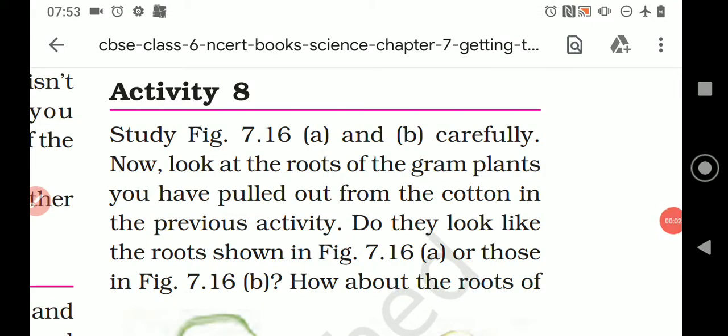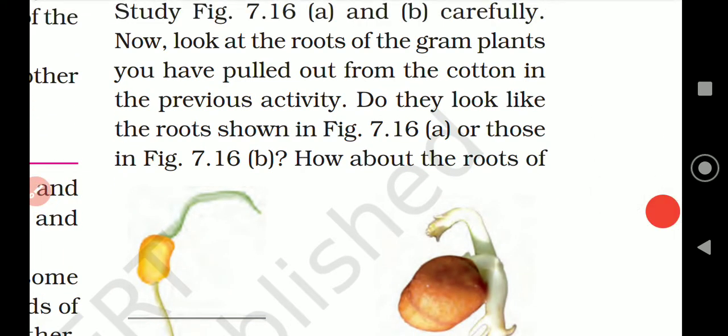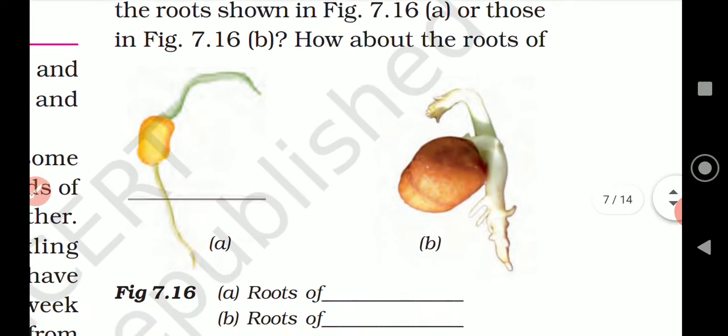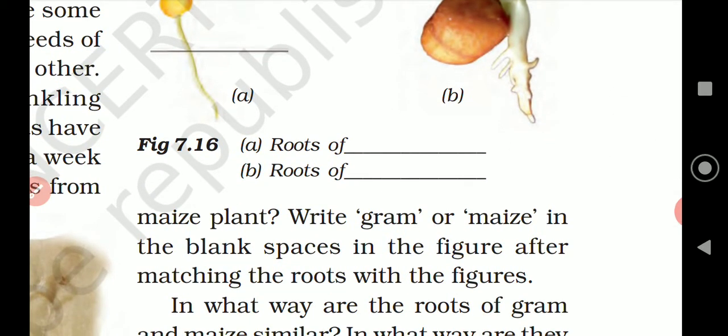Let's start activity number 8. Study figure 7.16a and b carefully. Now look at the roots of the gram plants you have pulled out from the cotton in the previous activity. Do they look like roots shown in figure 7.16a or those in figure 7.16b? How about the roots of maize plants? Write gram or maize in the blank space in the figure after matching the roots with the figure.